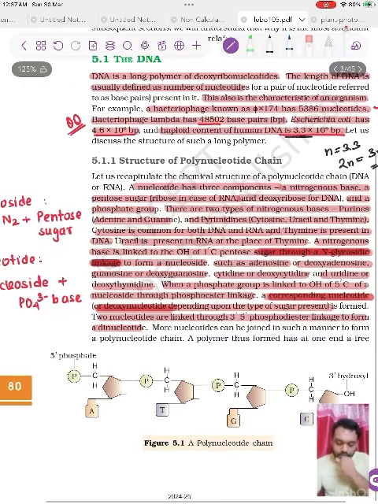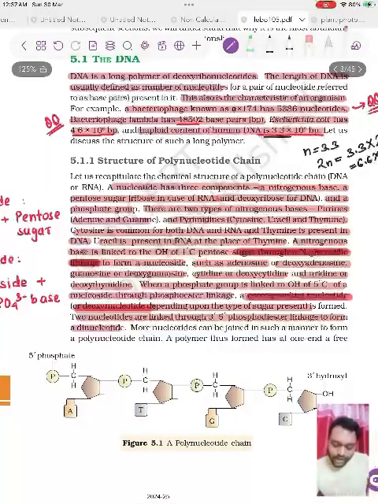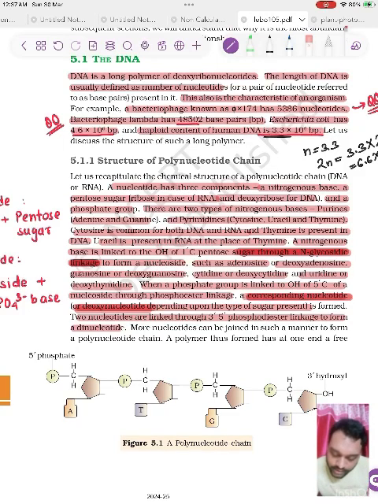Okay, nitrogen bases are of two types. One is purine, another one is pyrimidine. Purines have 2 ring structures and pyrimidines have 1 ring structure. So what are the examples of purine? That is adenine and guanine, and pyrimidines are cytosine, uracil and thymine. These are very basic terminologies and very basic concepts.